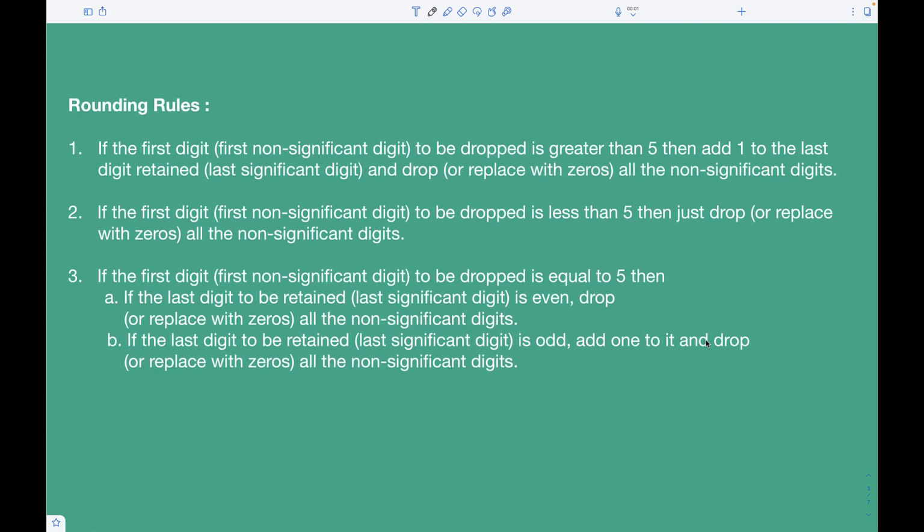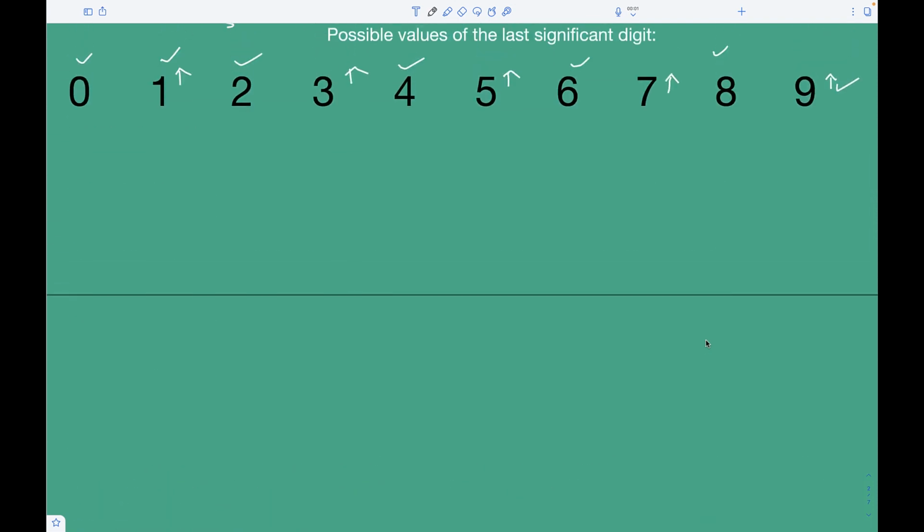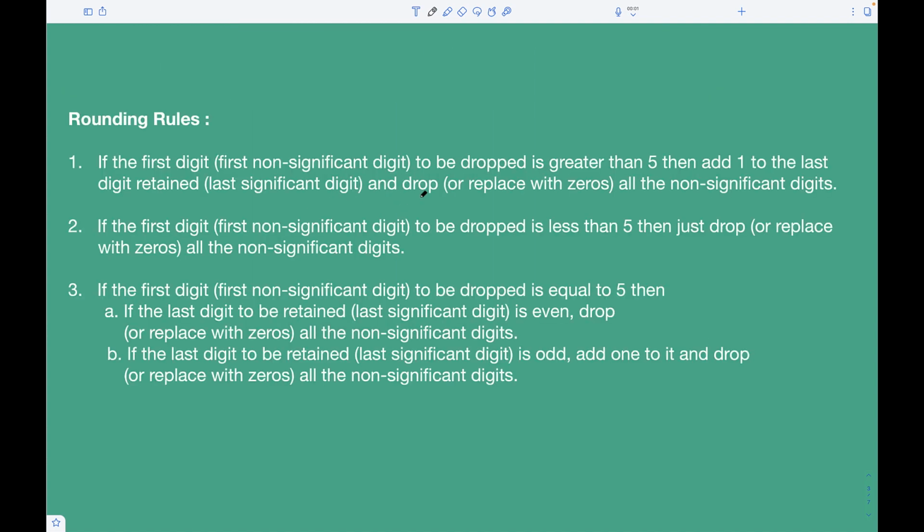In case you are wondering about the background of these rounding rules, that is what I have explained so far. Now I will read these rounding rules for your convenience. If the first digit to be dropped is greater than 5, then round it up. That is, add 1 to the last digit that is retained. If the first digit to be dropped is less than 5, then round it down. Simply drop all the non-significant digits and do not subtract anything from the last digit that is retained. People usually make this mistake.